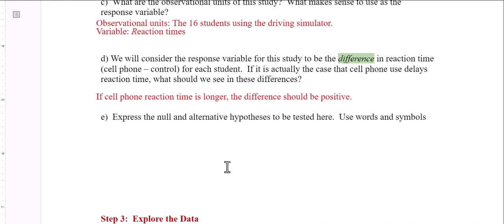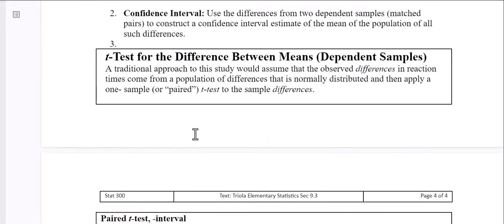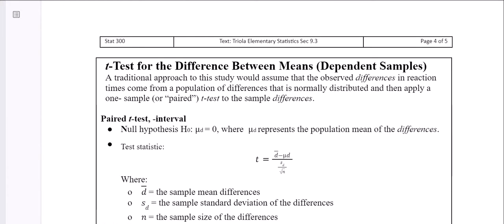But before I do that, we need to talk about the variables that we're going to use, because we're considering the variable, the difference in reaction times. So I'm not going to be doing 2 samples. I'm already taking the difference, and so I will have just 1 value. Let me skip ahead a little bit to the notation. So here I did the t-test for the difference between means and dependent samples.